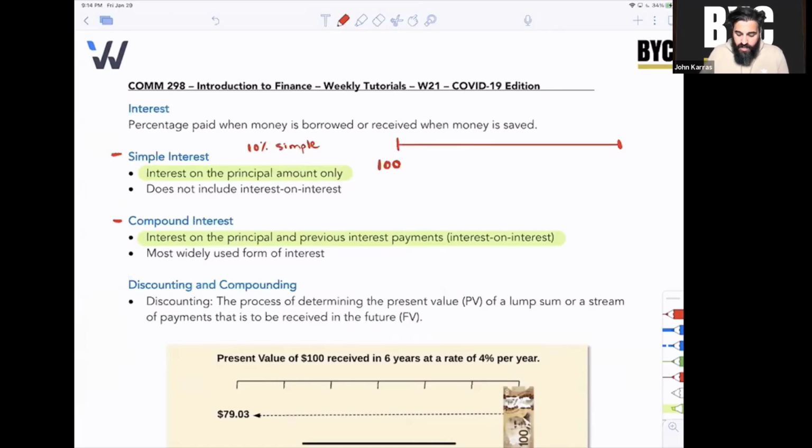Okay, so looks like everyone is saying 110. That's perfect, right? 110. Because you earned 10% on your principal of $100, so you've earned interest of 10%. A year after that, you'd have 120. A year after that, you'd have 130. Because simple interest is interest only on the principal portion. So every year, you're only going to be earning 10% of $100.